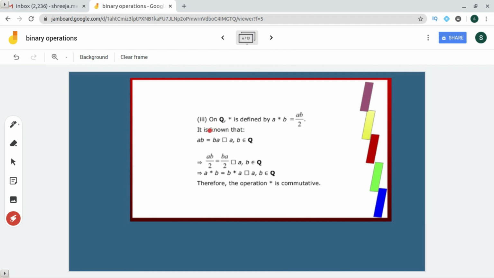Now third one, on Q, star is defined as A star B equal to AB by 2. Now A star B is AB by 2. B star A is BA by 2. Now BA is equal to AB. So B star A is equal to A star B. So star is commutative.